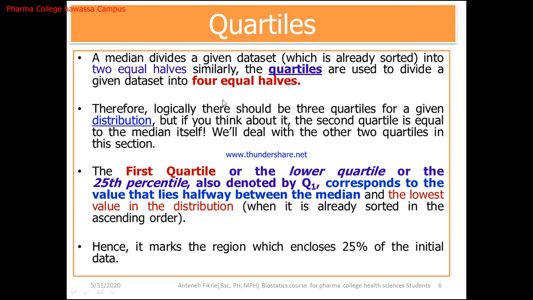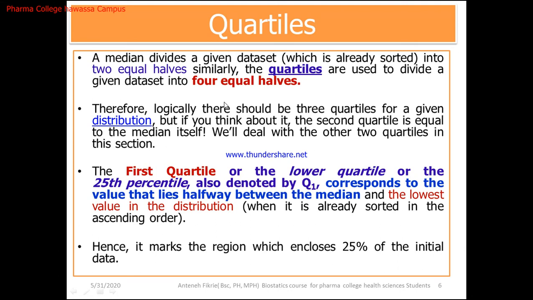Logically there should be 3 quartiles for a given distribution. But the second quartile is equal to the median itself. We will deal with the other 2 quartiles in this section, the first quartile and the third quartile. The second quartile is obviously known, it means the median. So we will focus mainly on the third and the first, because we are going to calculate the interquartile range.